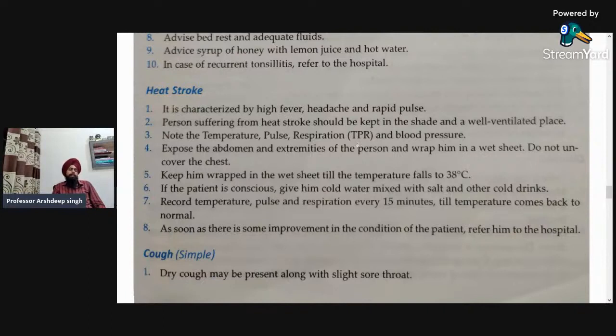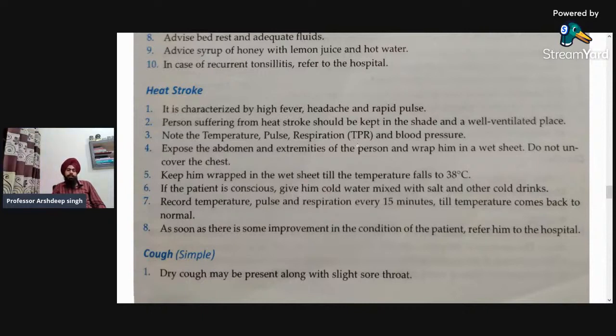Next, a person suffering from heat stroke should be kept in a shaded and well ventilated place. As I have already said, persons suffering from the stroke may have been exposed to excessive sunlight during the summer. So they should be kept in the shade and a well ventilated place, and note the temperature after the stroke. Note the temperature, pulse, respiration, and blood pressure.